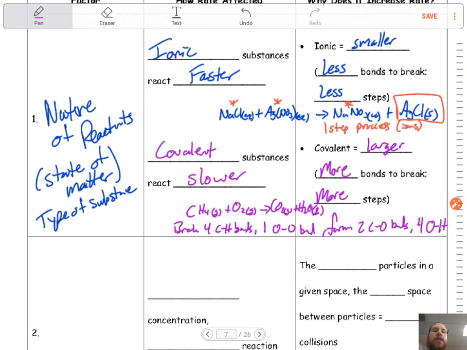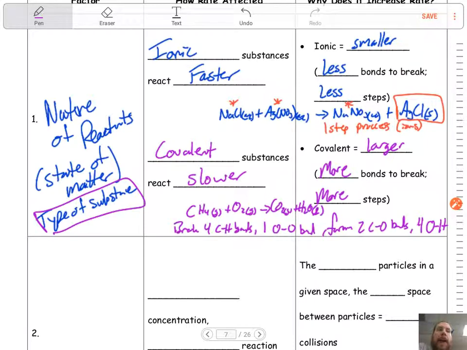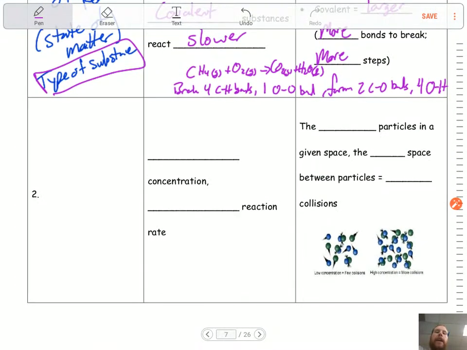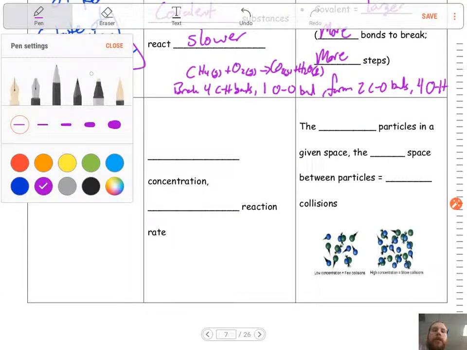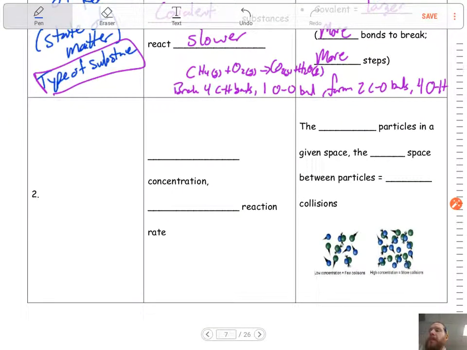All right. So yes, state of matter plays a part, guys, but the type of substance is the bigger thing. Whether it's ionic or covalent, that's what you want to think about. Ionics react faster because they're smaller. All right. Factor number 2. And as I'm going through this, we might split this into 2 videos just to make it shorter.